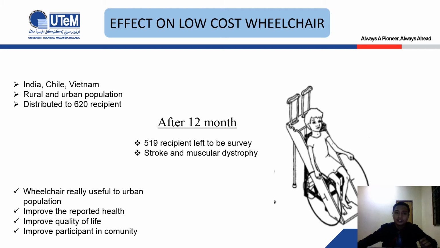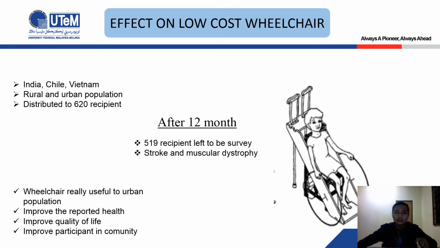After 12 months, only 590 recipients were left to be surveyed. The others disappeared and could not be located. In the survey, the main diseases faced by the respondents were stroke and muscular dystrophy. At the end of the research, researchers found that wheelchairs are really useful to the urban population, even if it's just a low-cost wheelchair.